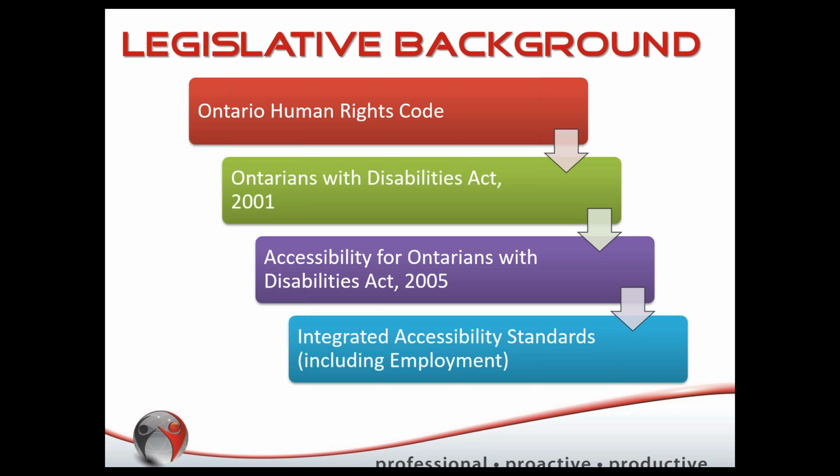In every aspect, right? So they've stemmed into the Integrated Accessibility Standards. There are several different standards: employment, customer service, transportation, the built environment. So really it's about making Ontario as a whole free from barriers. That's the background on how all of these documents connect. The Ontarians with Disabilities Act, the AODA, and the accessibility standards are all building on the Ontario Human Rights Code. They're not meant to replace it.